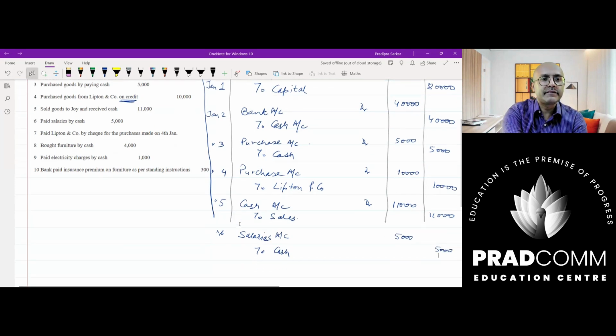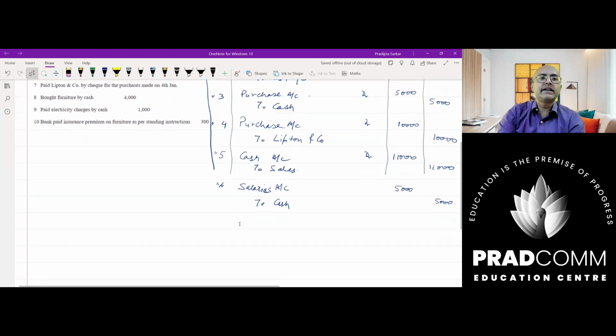Then comes seventh, paid Lipton and Company by check for the purchases made on 4th. Even this portion was not mentioned, that you are paying for the purchases that you have done on 4th of Jan. We could have easily assumed, since you are paying to Lipton and Company, we have bought goods from that company only a few days back. So therefore, it is related to that particular transaction. So do be very much clear about this. You might not get these things mentioned in your question, okay?